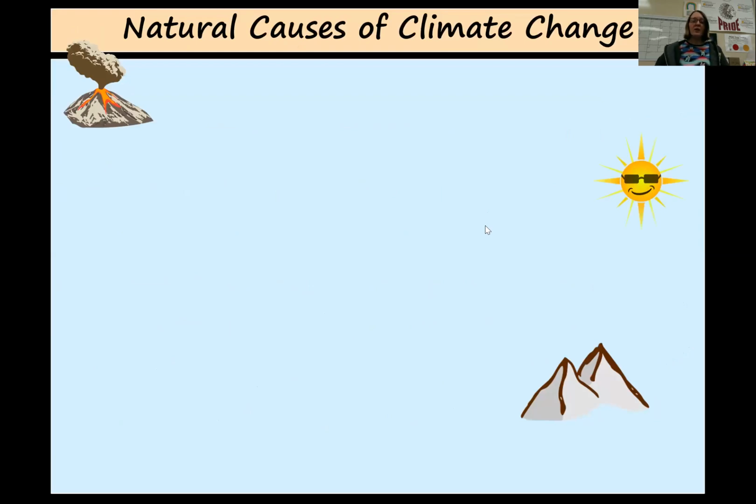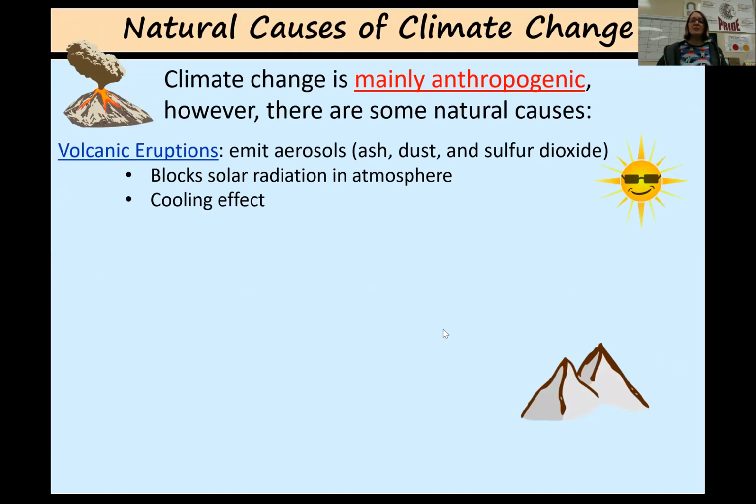So we are going to talk about the anthropogenic, which means the man-made or human ways that we affect global climate change, but there's also ways that things happen naturally that affect climate, whether it cools it down or heats it up. So we're going to look at that. Even though climate change is mainly caused by human activity, there are some things happening in the world that we can't control. They just happen naturally and have an effect, such as volcanic eruptions.